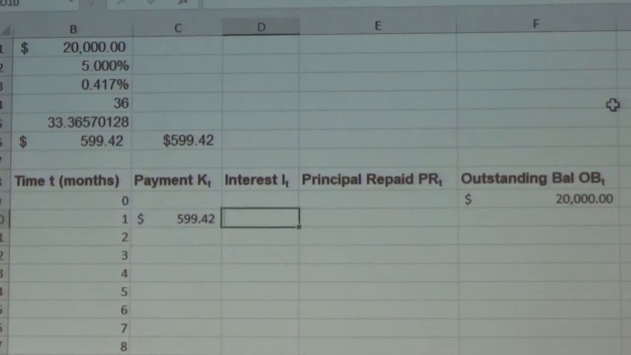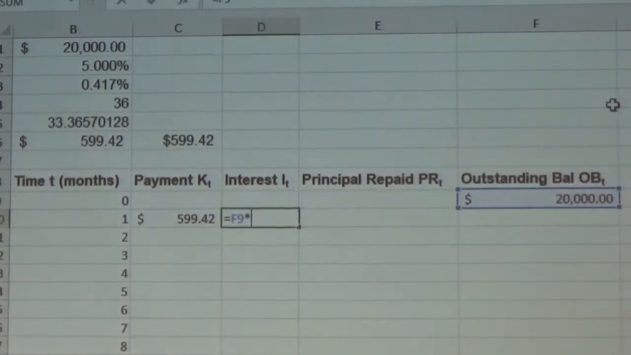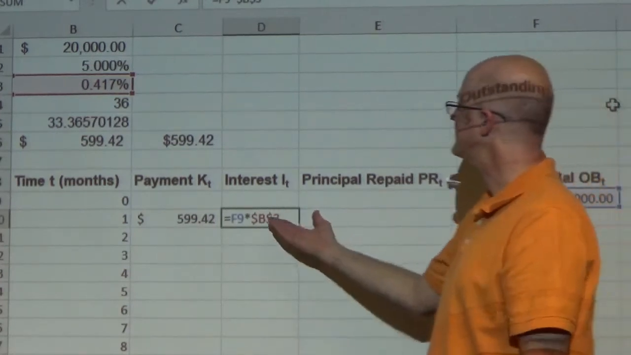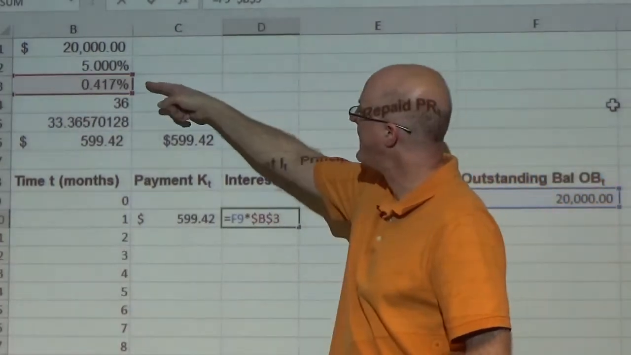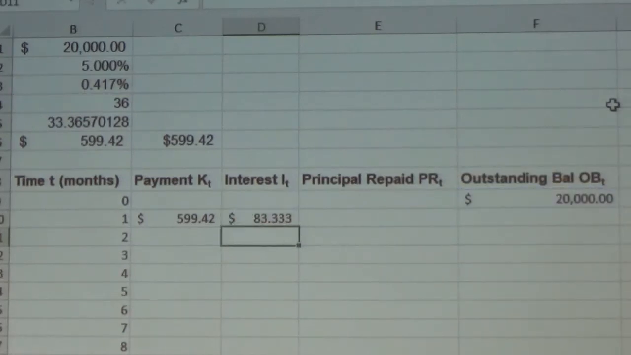So there it is. The amount of interest for this first payment is the outstanding balance from the previous line, F9, times the monthly interest rate, which is in cell B3, and I want that to stay fixed as I copy and paste downward. So I use dollar signs on that one, $B$3. So this interest on this initial balance is essentially going to be 1/2 of 1% of this balance. 1% of this is 200. So 1/2 of 1% is 100. This is going to be a bit less than 100. It's going to be 80 something, it looks like, of interest in your first payment, 83.33.